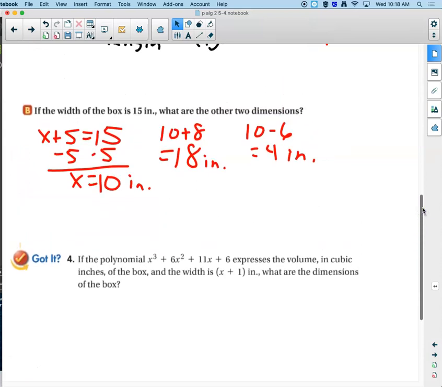Went too far up. If the polynomial x cubed plus 6x squared plus 11x plus 6 expresses the volume in cubic inches of the box, and here they go, here's the huge starter, x plus 1 is the width. What are the dimensions of the box? So again, they're giving us one, and we find the others.